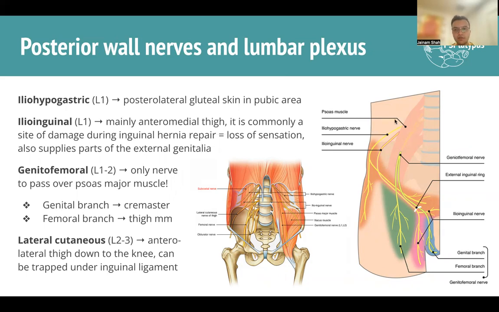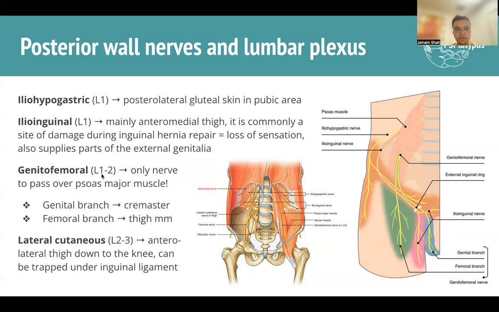The ilioinguinal comes next, so it's a bit more medial. Again, it's L1, but it provides mainly sensation to the anteromedial thigh. It's one of those nerves that is more likely to be damaged during inguinal hernia repair just because of the region or area in which it's located, which will lead to loss of sensation, but it also supplies parts of the external genitalia. So you might have problems there as well.